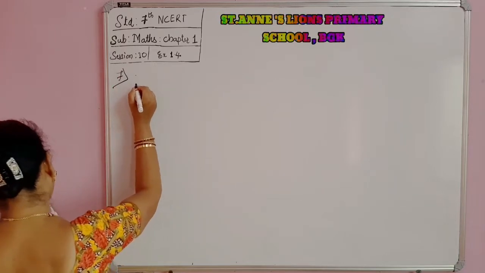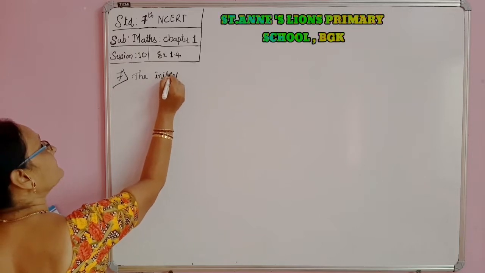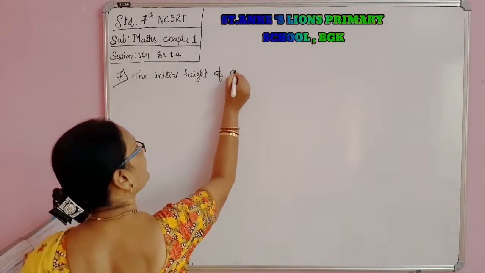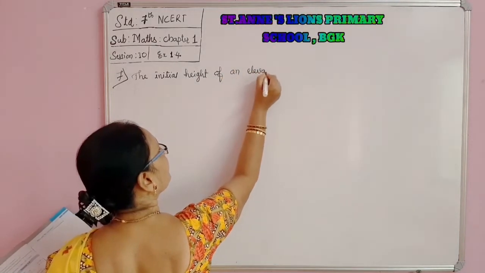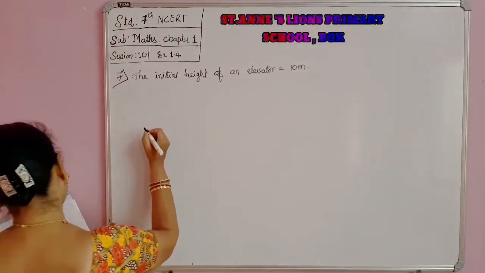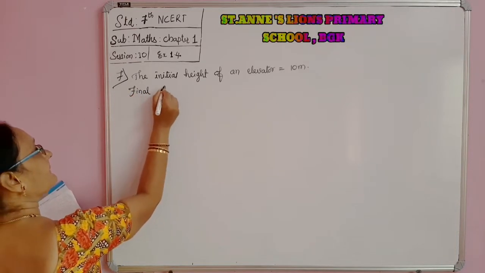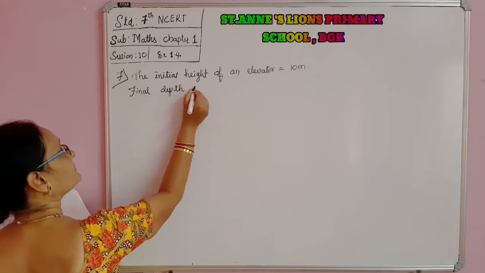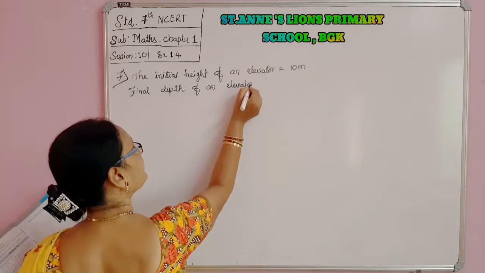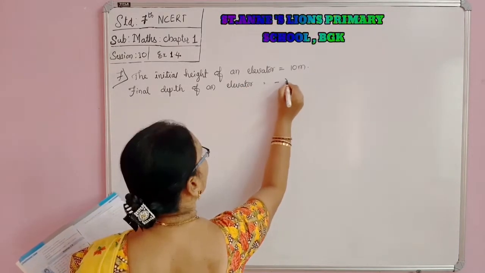The initial height of the elevator is equal to 10 meters. It is 10 meters above the ground. Final depth of the elevator is equal to how much? Final depth is minus 350 meters.